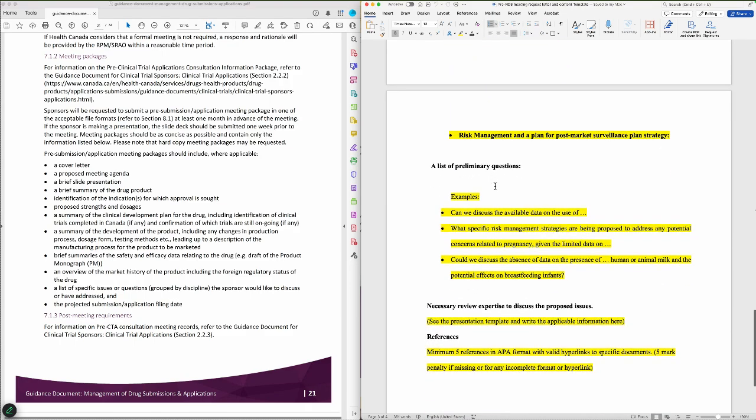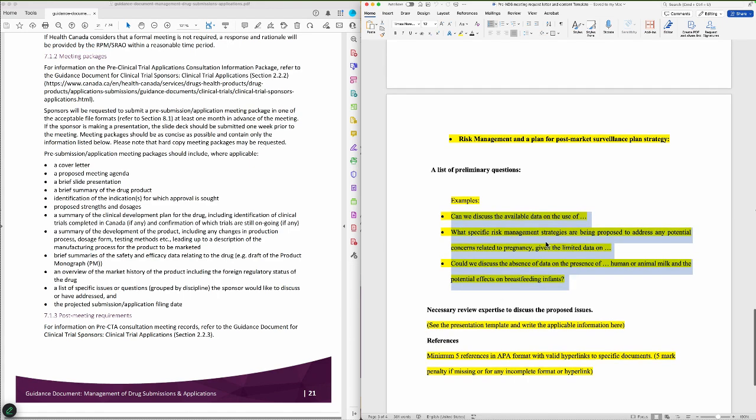And of course, we continue with the list of questions. So here we have some questions. Can we discuss the available data on the use of a drug? What specific risk management strategies are being proposed to address any potential concerns related to pregnancy given the limited data on our product? So these are the questions that a company can prepare in advance.